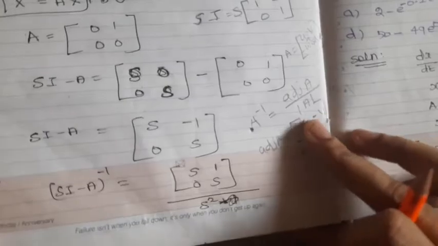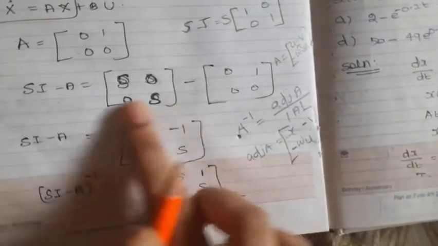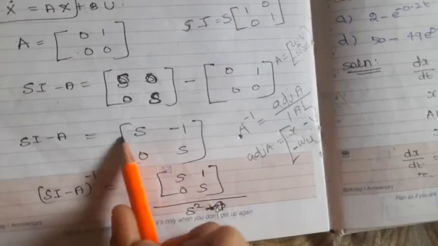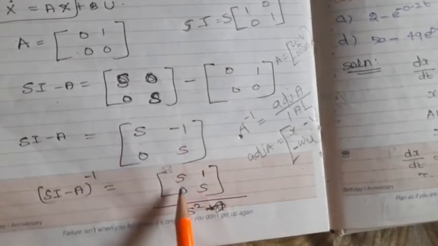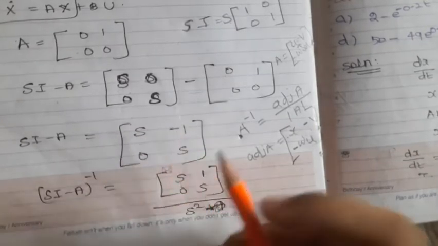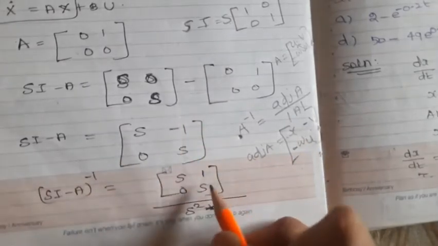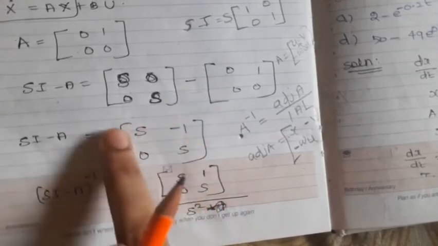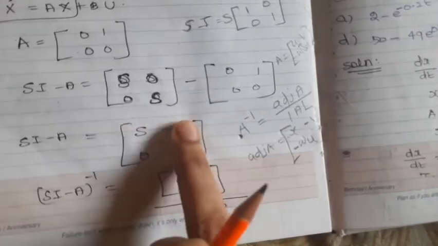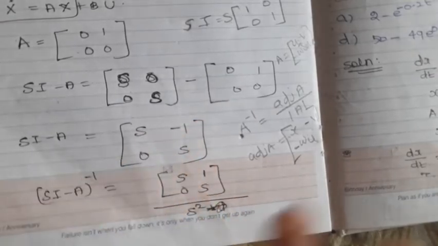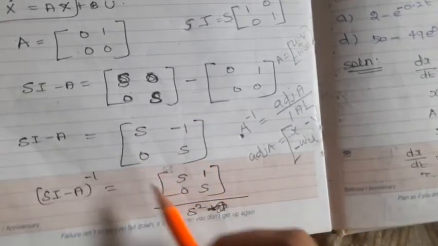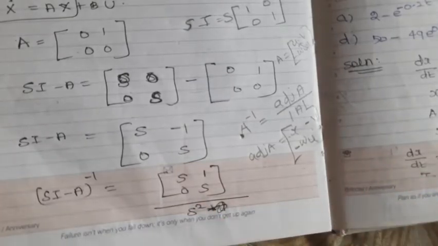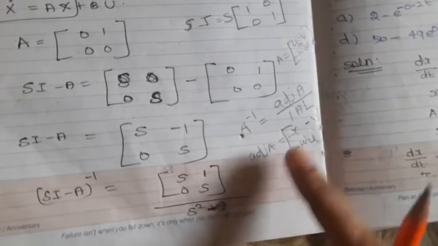So from this, how can we find out the adjoint of A? When we interchange these two diagonal elements, we get the same, s and s. Then just change the sign, so minus 1 becomes plus 1. We should not interchange these. There are two steps to find the adjoint of A. First step is to interchange the two diagonal elements. Then for the other two, just change the sign alone. So minus 1 becomes plus 1, and 0 has no sign, so 0 simply. This is divided by the determinant of A.